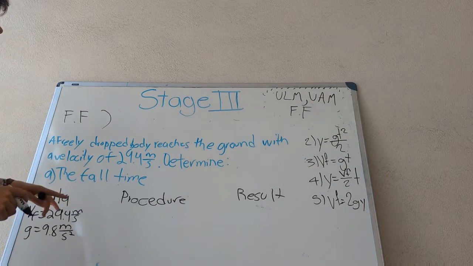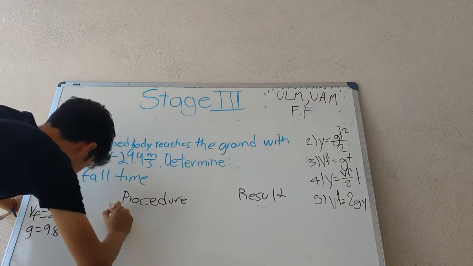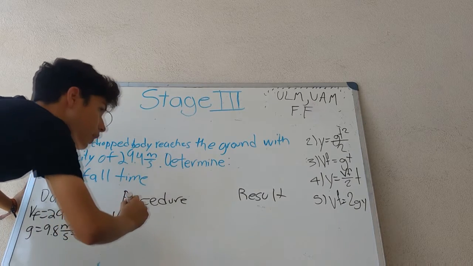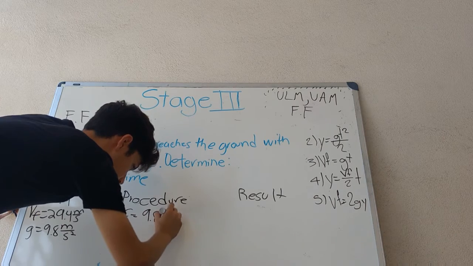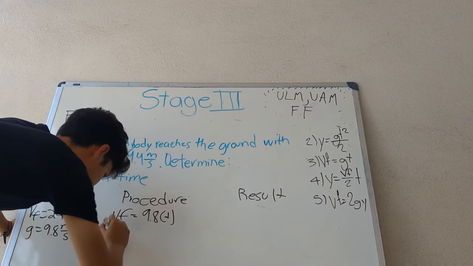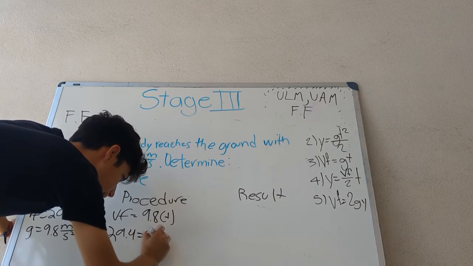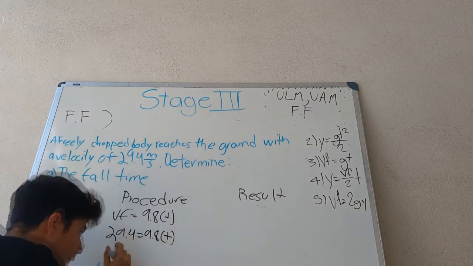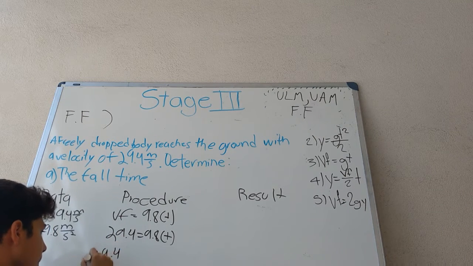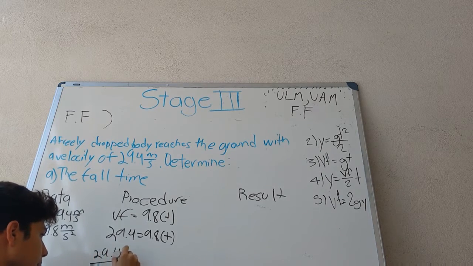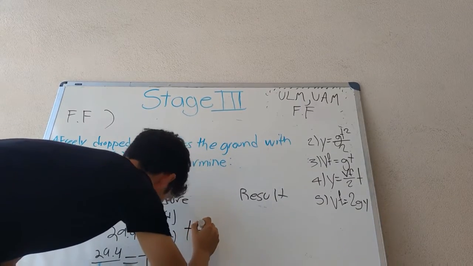Having this, we need to find the time using the third formula, and it's equal to: final velocity equals gravity, 9.8, times time. Isolating the t, we have the result. The time that we have is 3 seconds.